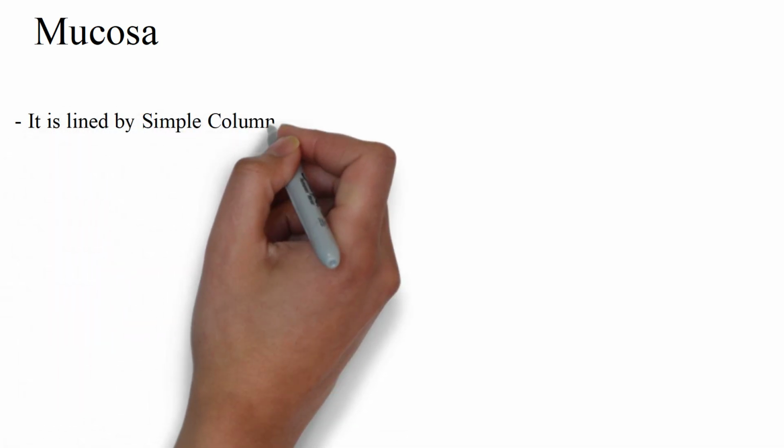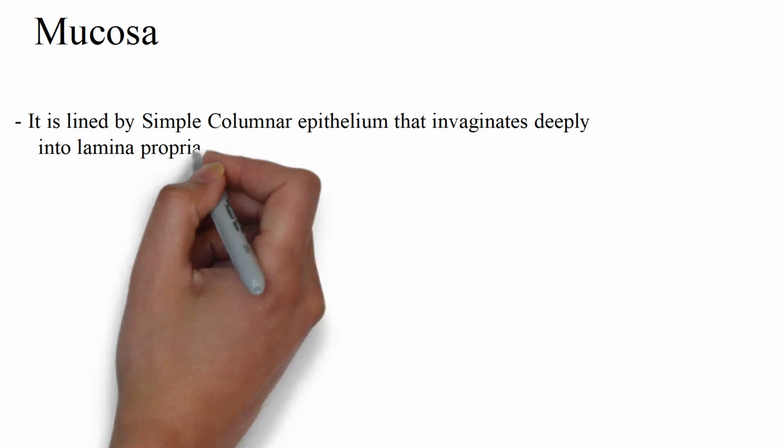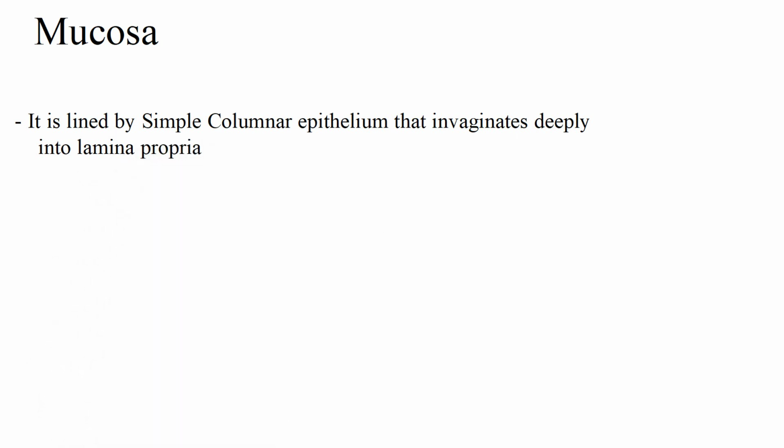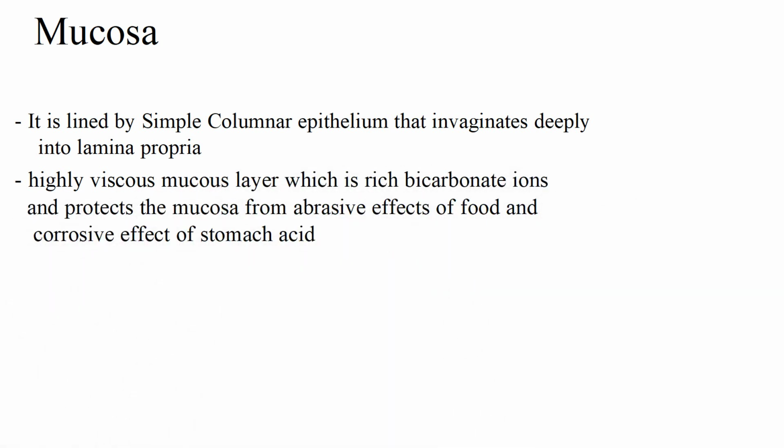Mucosa of the stomach is lined by simple columnar epithelial cells. It is a highly viscous mucous layer which is rich in bicarbonate ion, which protects the mucosa of the stomach from the abrasive effect of food and from the effect of HCl.